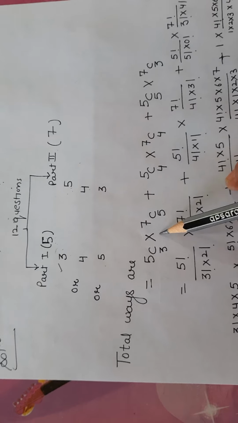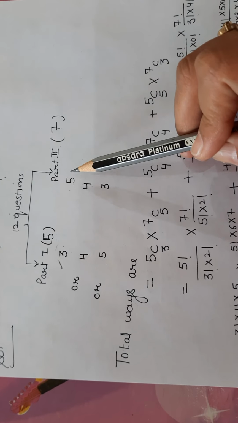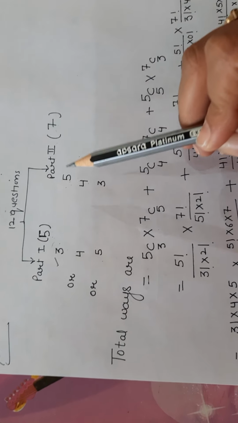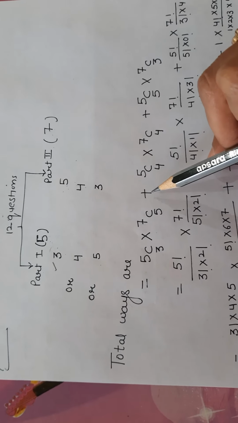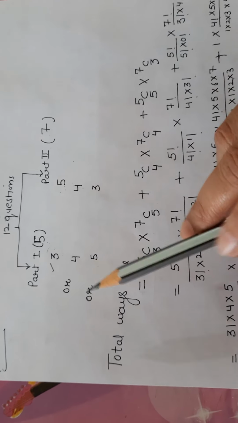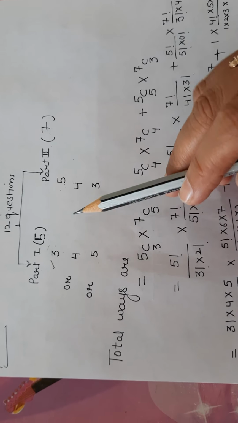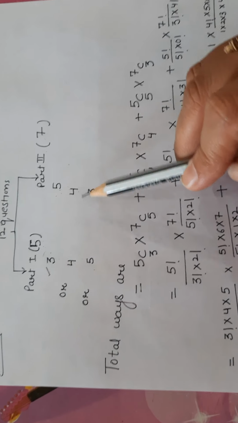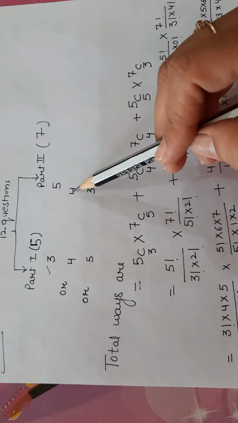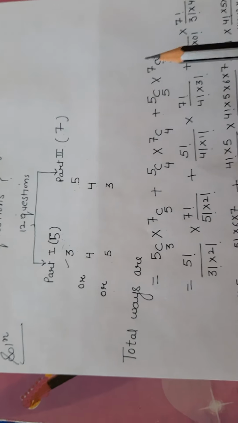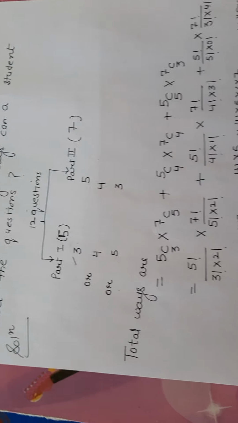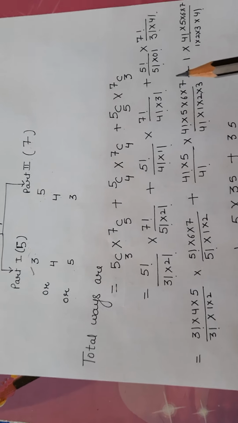And means multiplication. Total 7, you have to select 5: 7C5. Or means addition. Plus 5C4. And means again multiplication: 7C4. Plus, again, or means plus, 5C5 into 7C3.